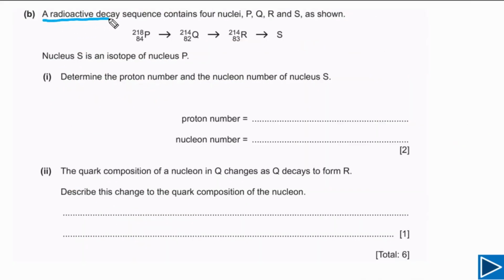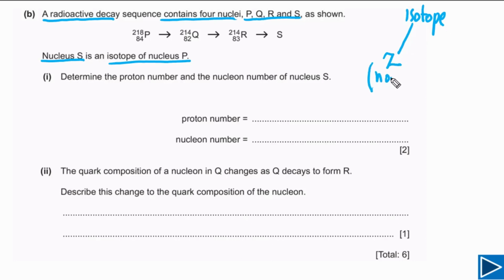For part B, it is given to us that a radioactive decay sequence contains 4 nuclei P, Q, R, and S. It is also given that nucleus S is an isotope of nucleus P. First of all, let's try to understand what an isotope is. Isotopes are atoms of the same element with the same number of protons. This means they have the same atomic number. But isotopes have different mass numbers. Different mass number simply means that they have different numbers of neutrons, because they have the same number of protons.